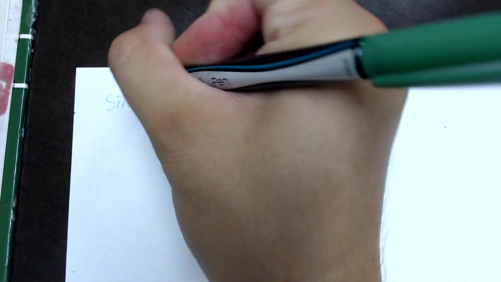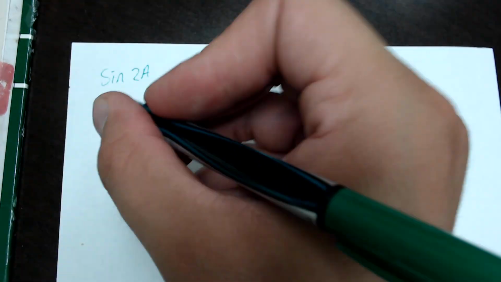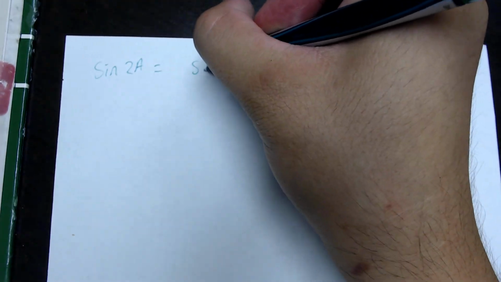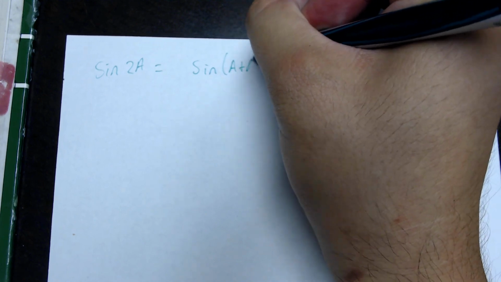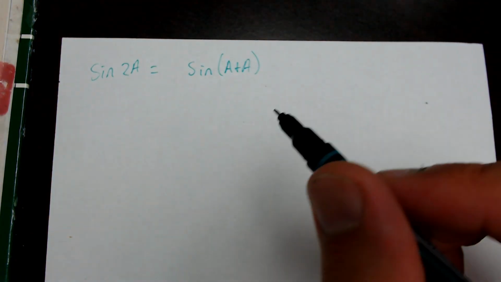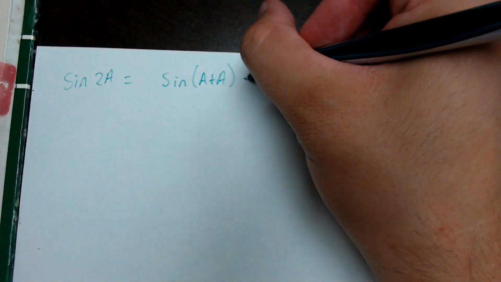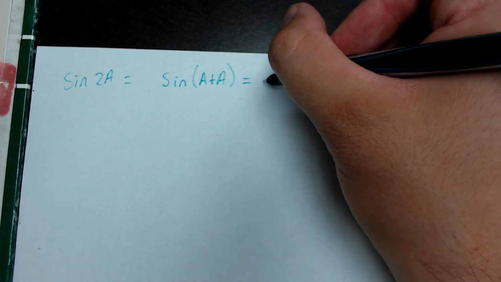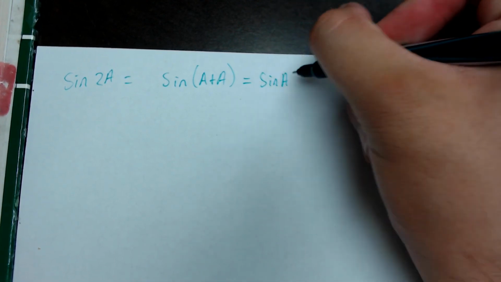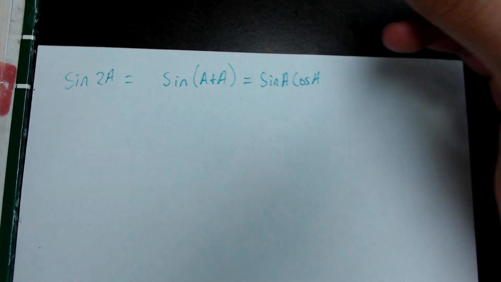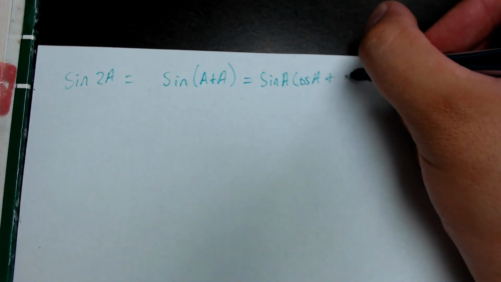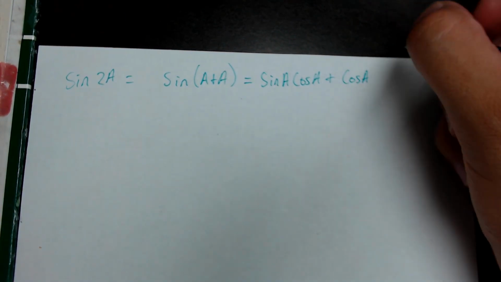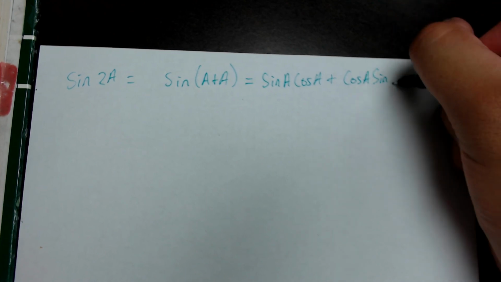Now the key to this identity is we're going to use the sum identity. So in order to do sine of 2 times a, we have to understand that sine of 2 times a is equal to the sine of a plus a, right? Great, now we have a sum identity. From there we can take sine of a plus a and rewrite that as the sine of a times the cosine of a, plus the cosine of a times the sine of a.